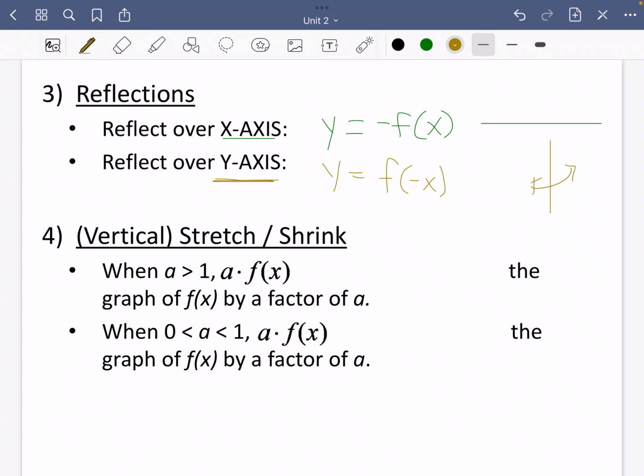And vice versa. So that's top to bottom. That's left to right. Perfect.